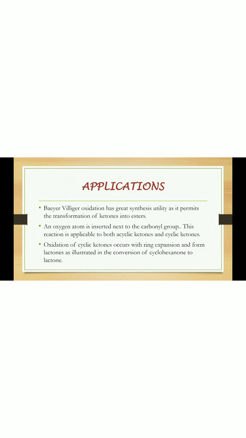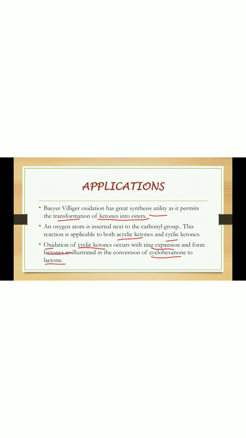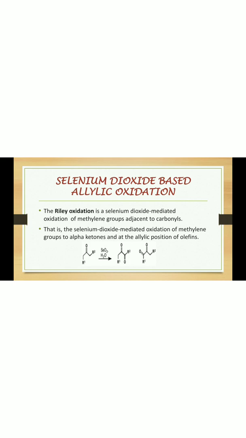The major applications of Baeyer-Villiger oxidations: it has great synthetic utility as it permits the transformation of ketones into esters, with an oxygen atom inserted into the carbonyl group. This reaction is applicable to both cyclic and acyclic ketones. The oxidation of cyclic ketones occurs with ring expansion and forms lactones, as in the conversion of cyclohexanone to lactone. Now let's move to the selenium dioxide based allylic oxidation.